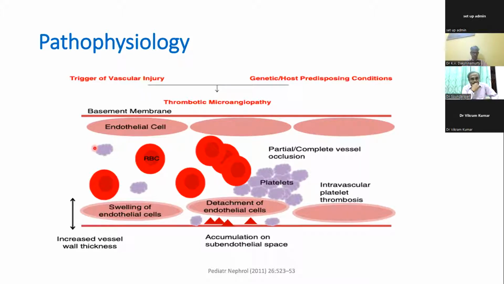And in almost all the conditions, it involves damage to the endothelium, resulting in the exposure of the subendothelial matrix, thus promoting thrombosis, further resulting in organ ischemia. Also, it results in mechanical damage to the RBCs, thus resulting in intravascular hemolysis.